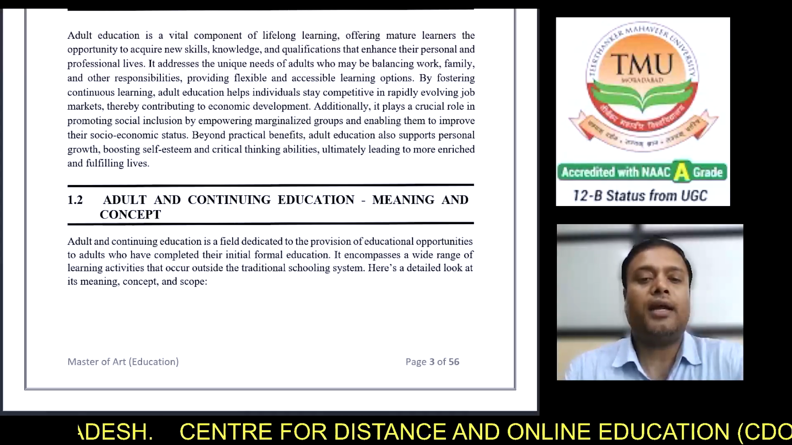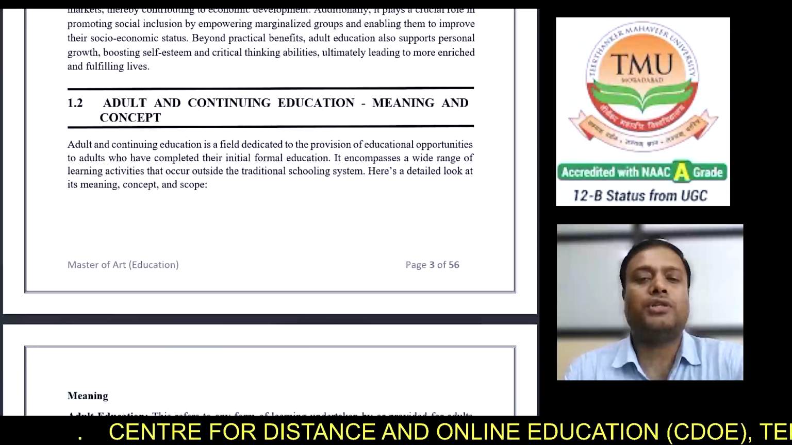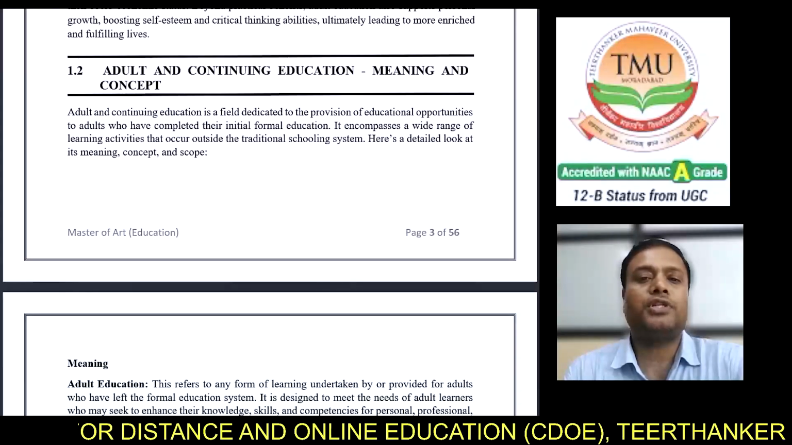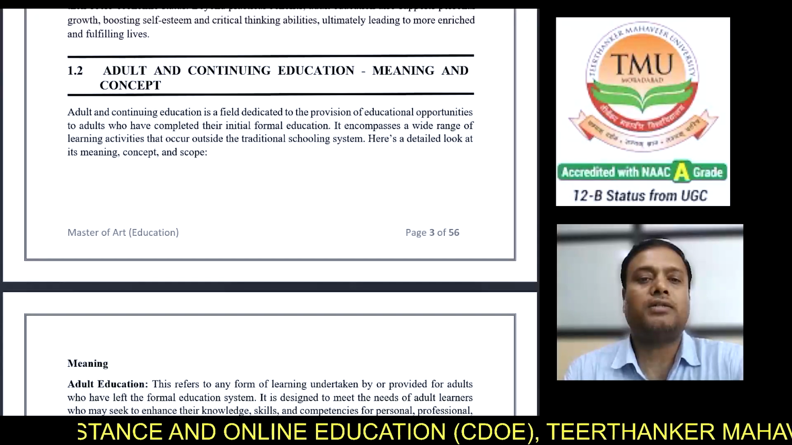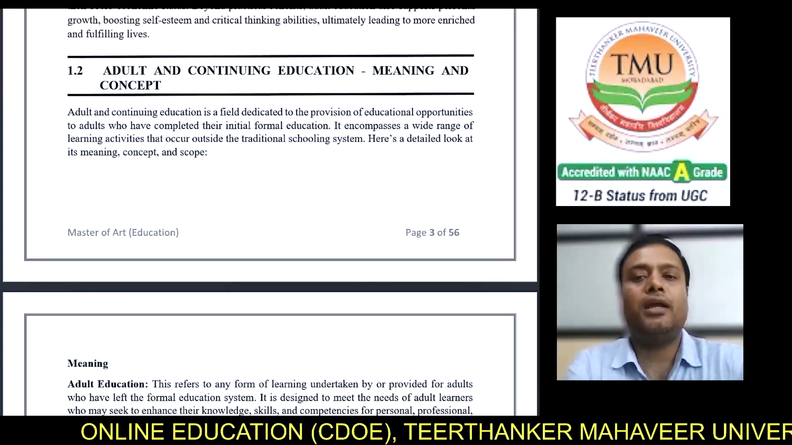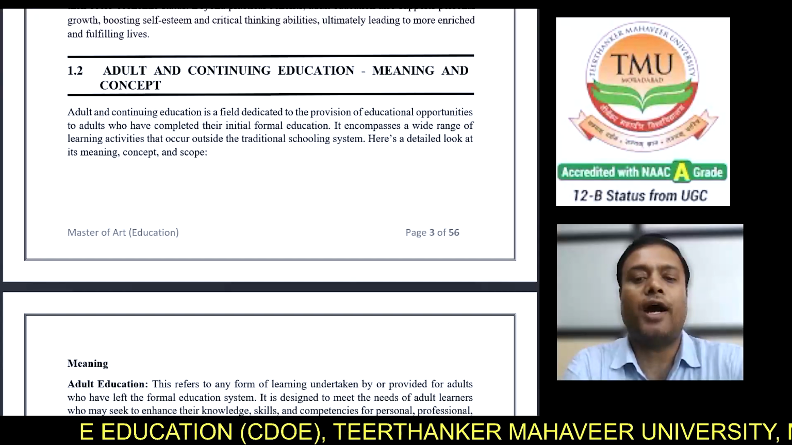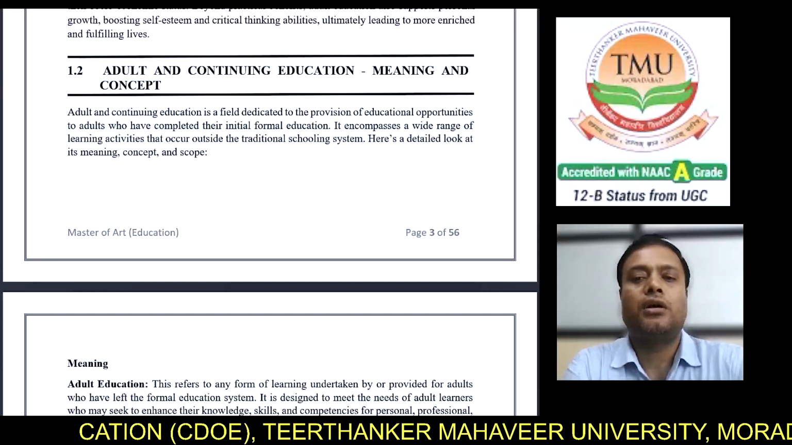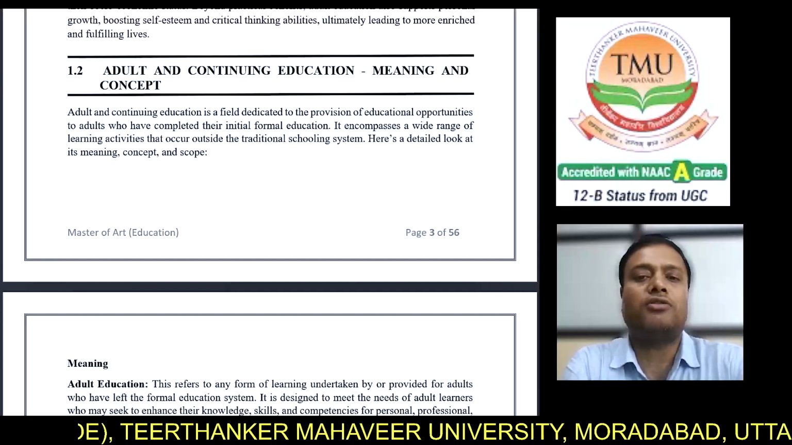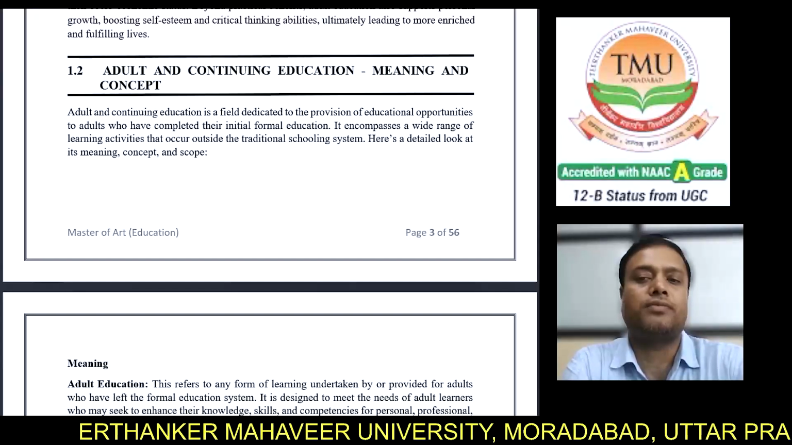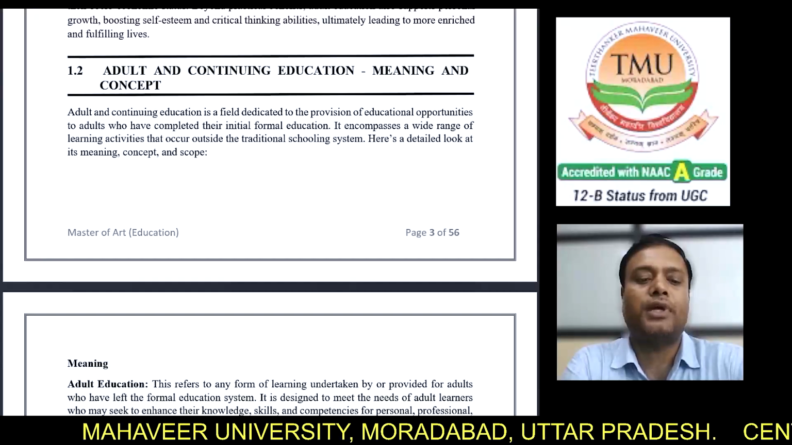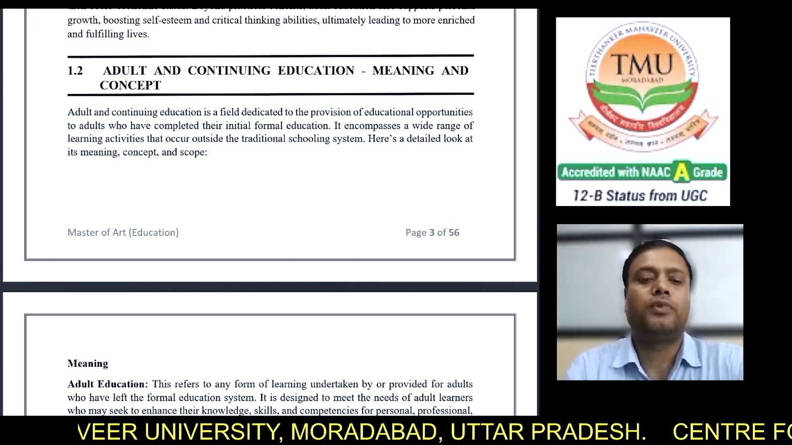Then, adult and continuing education is a field dedicated to the provision of educational opportunities to adults who have completed their initial formal education. It encompasses a wide range of learning activities that occur outside the traditional schooling systems. Here is a detailed look at its meaning, concept, and scope.